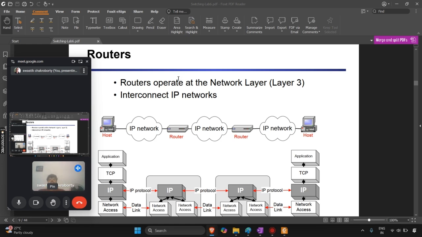So next we will go to the next topic, that is routers. Routers operate at layer 3. Thus far we have learned about bridges. Bridges operate at layer 2, which is the data link layer, whereas routers operate at layer 3, the network layer. So routers interconnect IP networks.